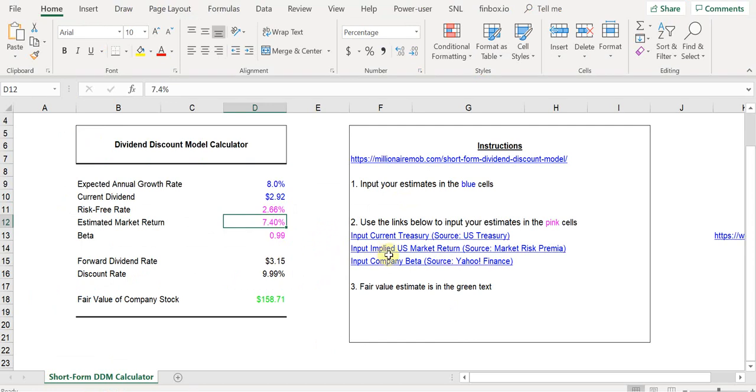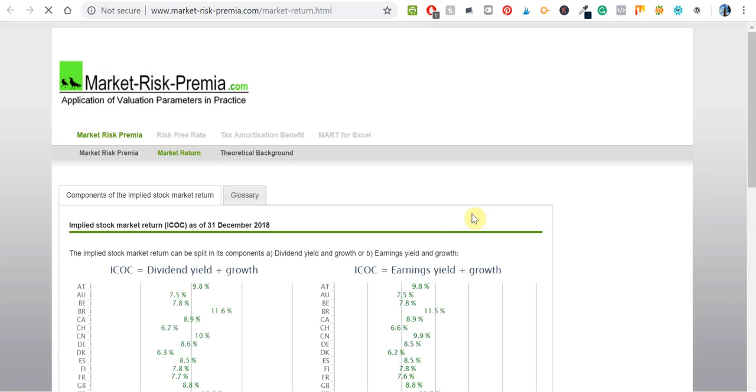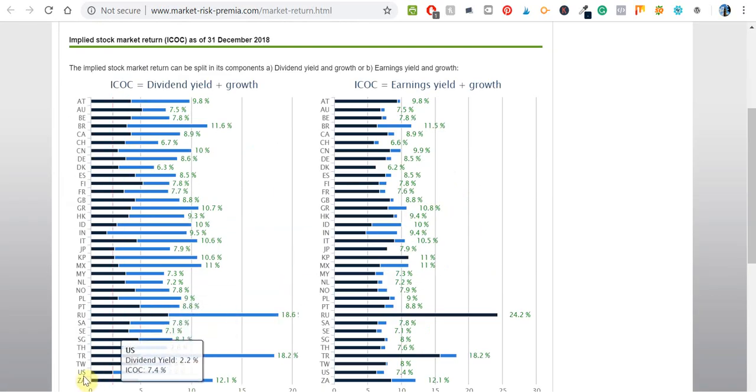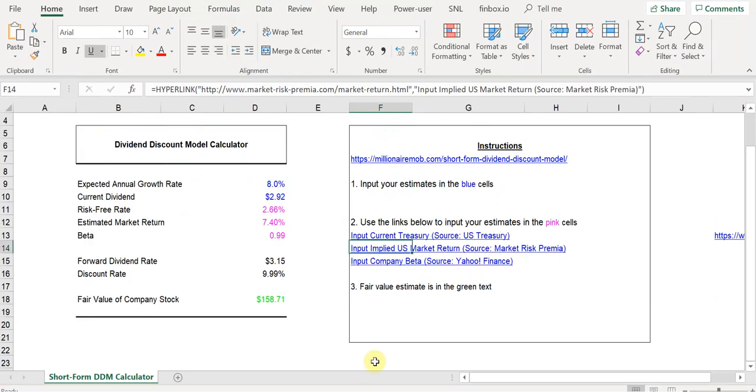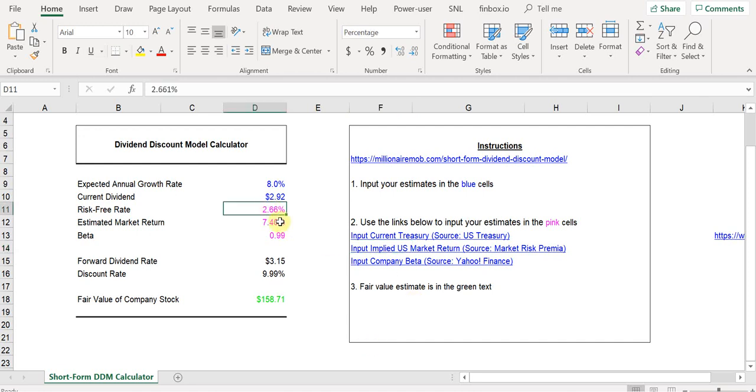The next is expected market return. You can easily just click this hyperlink within the dividend discount model Excel template. If you go down to US, we're currently at a 7.4% risk premium. What that represents is basically the market return over the risk-free rate. And so basically the anticipated estimated market return is 7.4% above the risk-free rate of 2.66%.